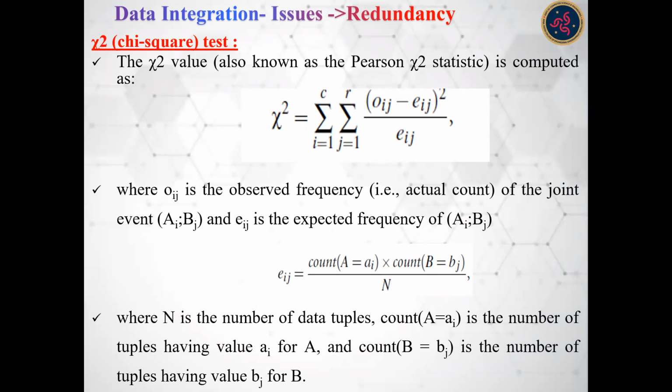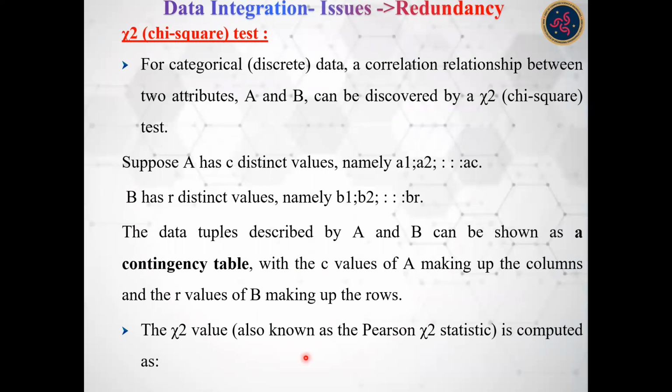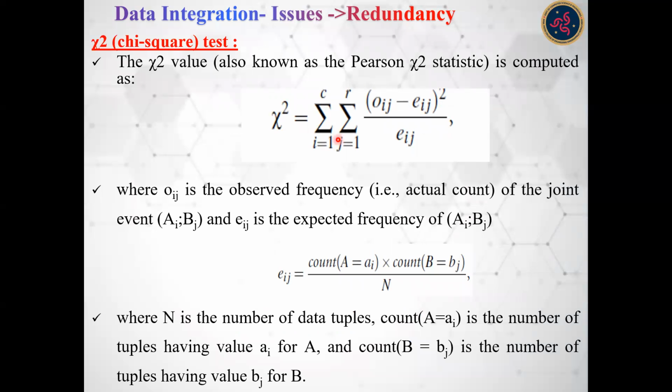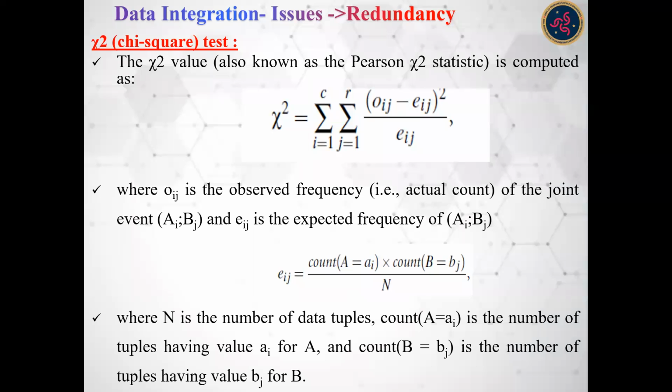So here we need to find out the chi-squared value. The chi-squared value we can take by using this formula. The chi-square statistic is equal to sigma, with i going from 1 to C.